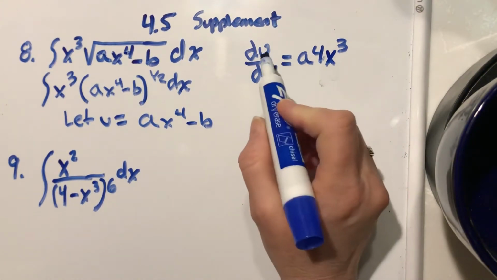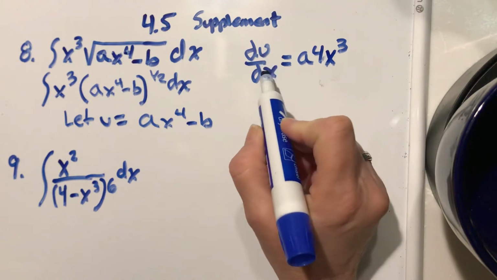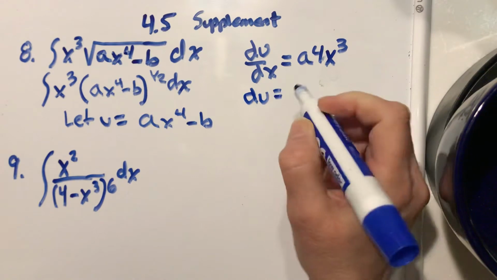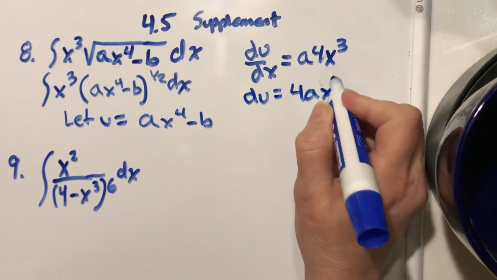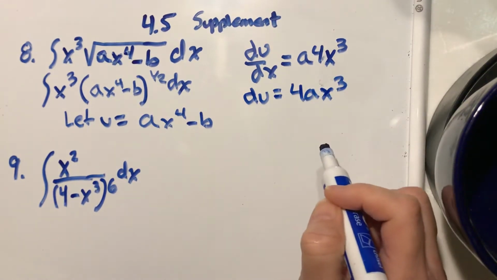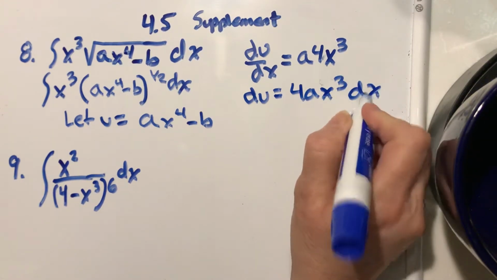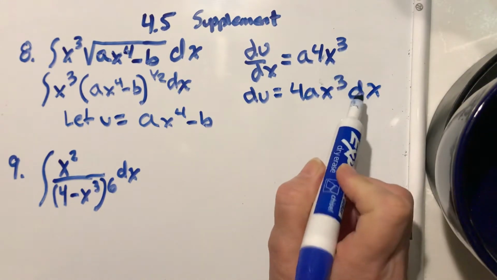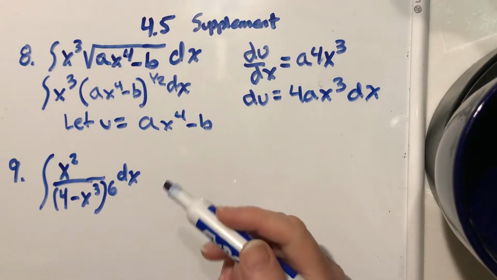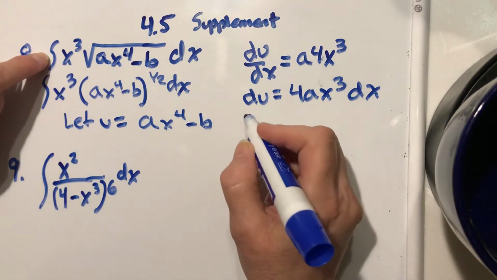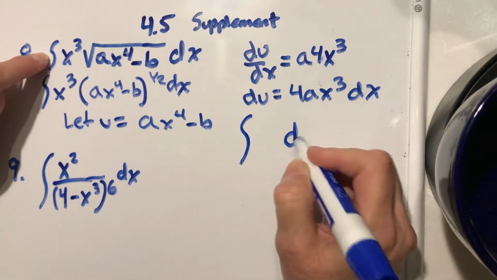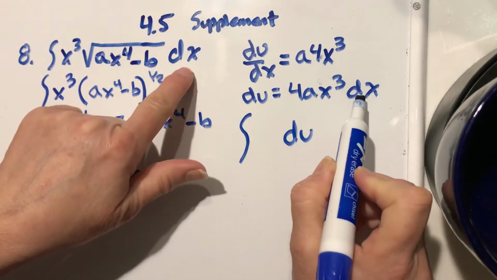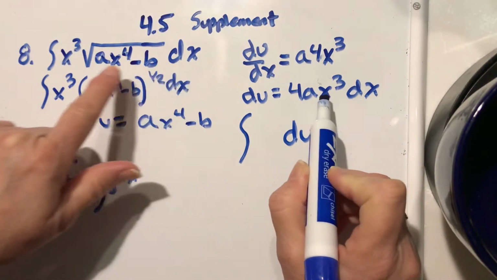Okay, so now we just want to get du by itself. So we multiply both sides by dx, and we get du equals 4ax cubed dx. Because we multiplied this by dx and they canceled, and we multiplied this dx, and that's where it is. Okay, so we want to rewrite this now using du. Now du stands for all of this.